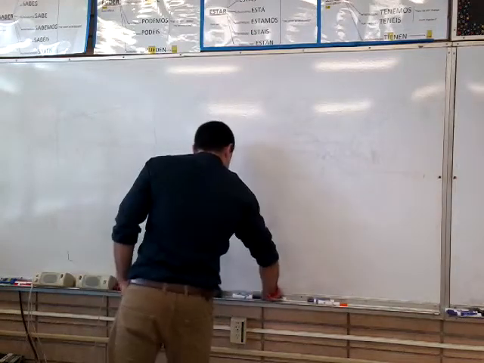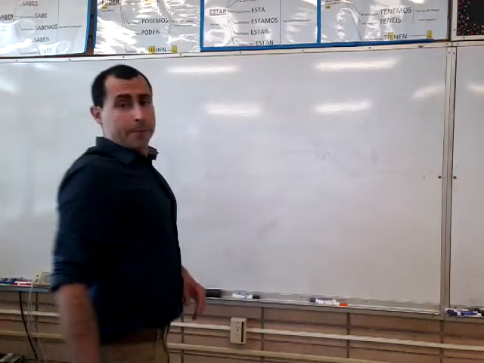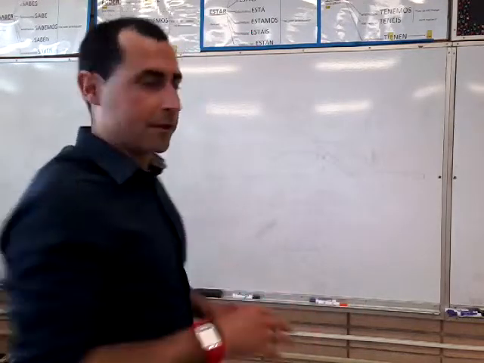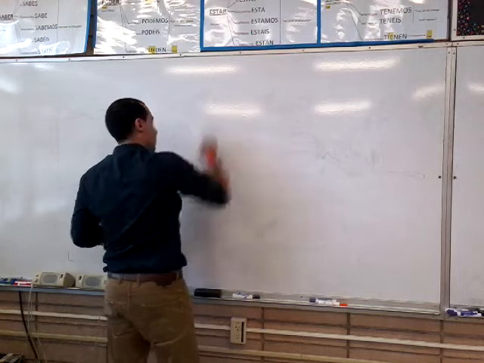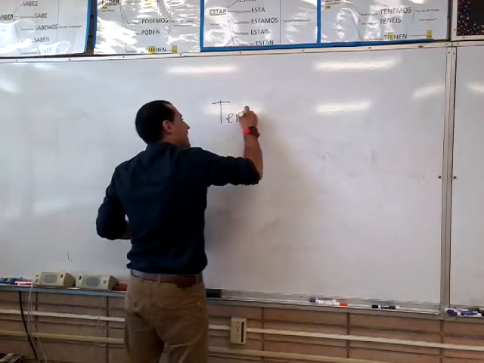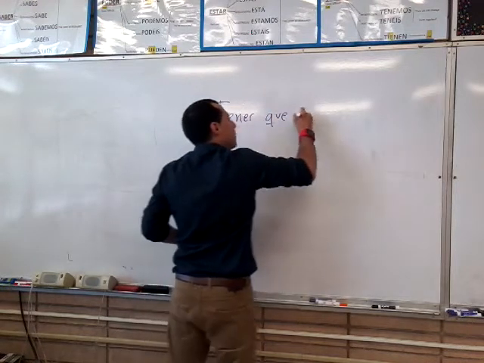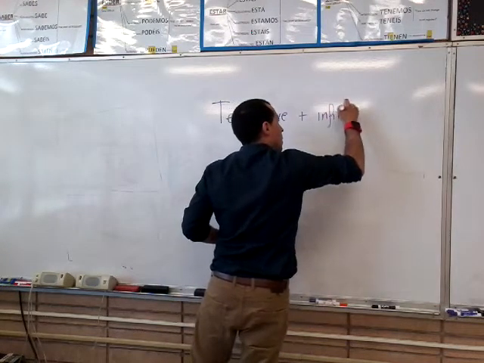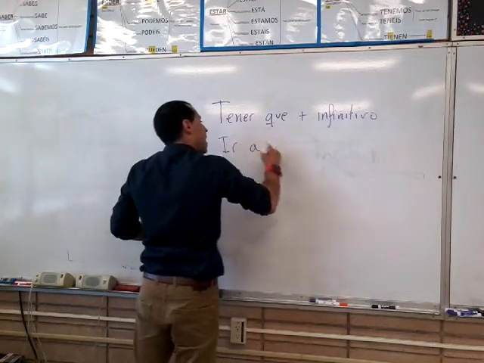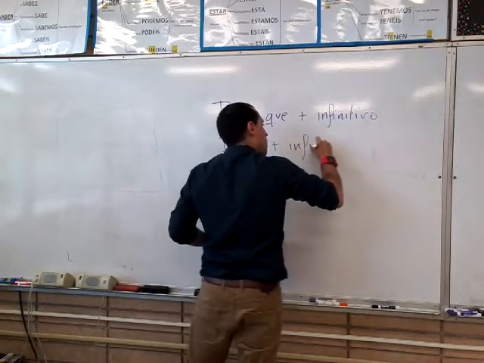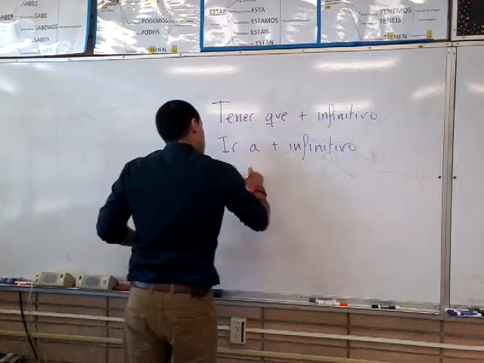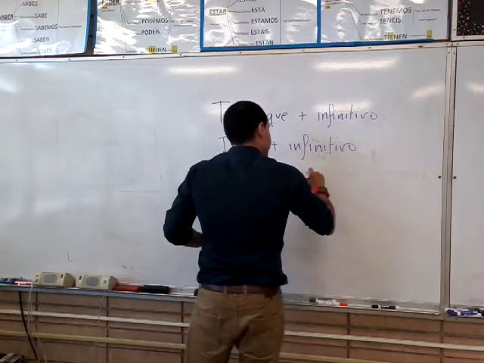And it's this, Laura. So we are going to focus first on the three grammar constructions. And these are the 3 grammar constructions. Tener que más infinitivo. Ir a más infinitivo. Poder más infinitivo.